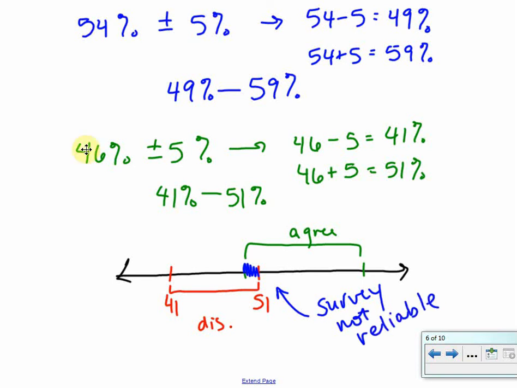If they were completely separate, then I would have an example of a reliable survey.